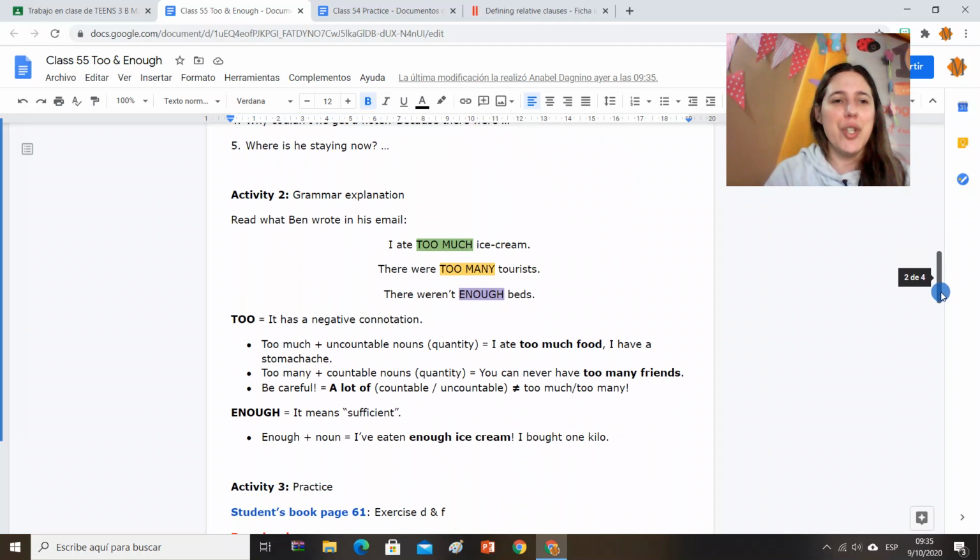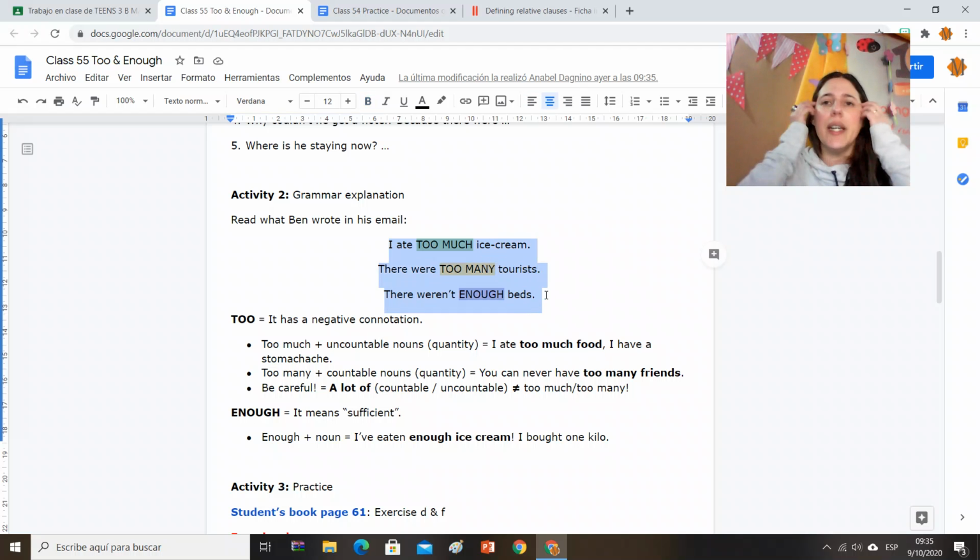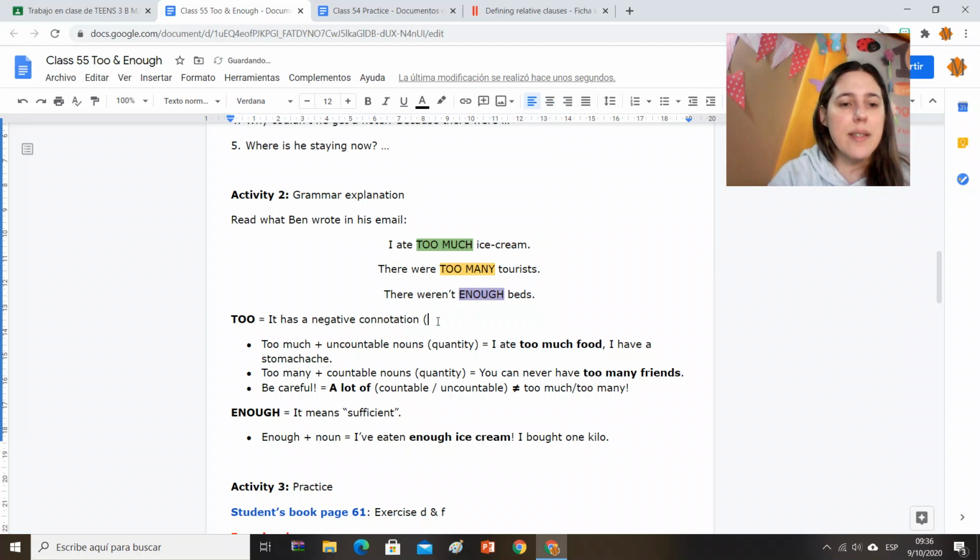Then in activity number 2, we have 3 sentences that appear in this letter. Okay, so let's read the sentences. Ben says, I ate too much ice cream. There were too many tourists. There weren't enough beds. People, what is the meaning of too and enough? Too means, y los voy a escribir acá, demasiado. Okay? And enough means suficiente.